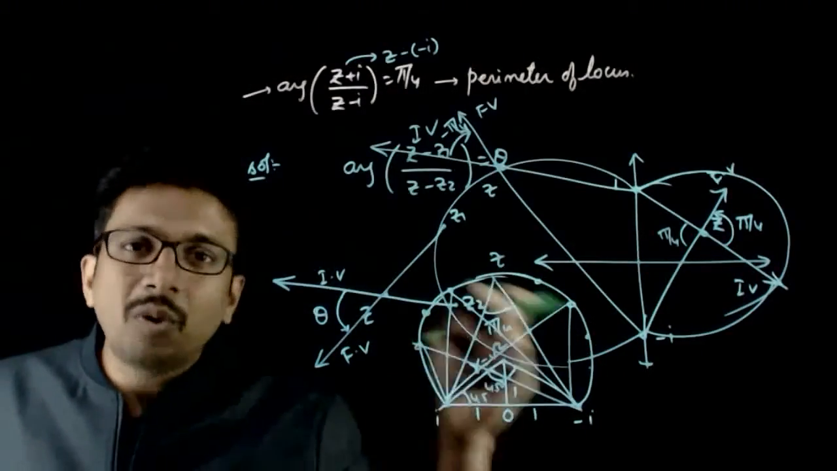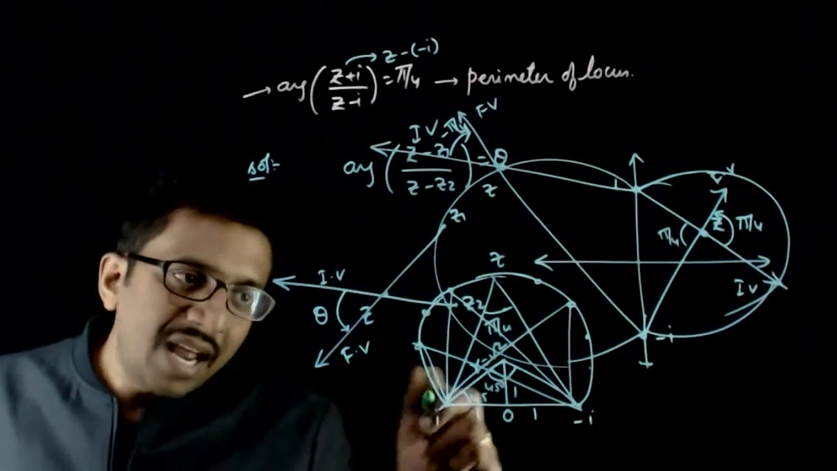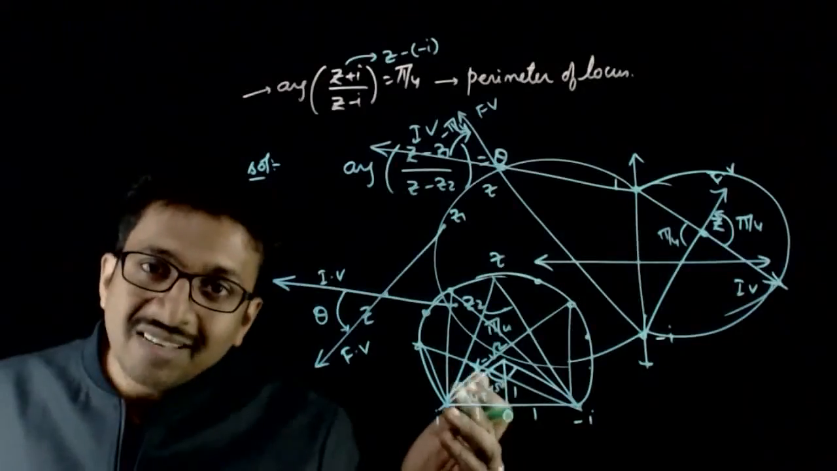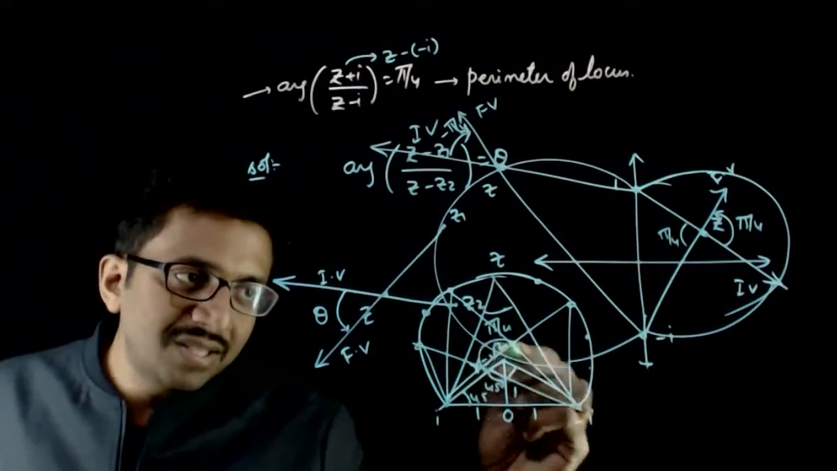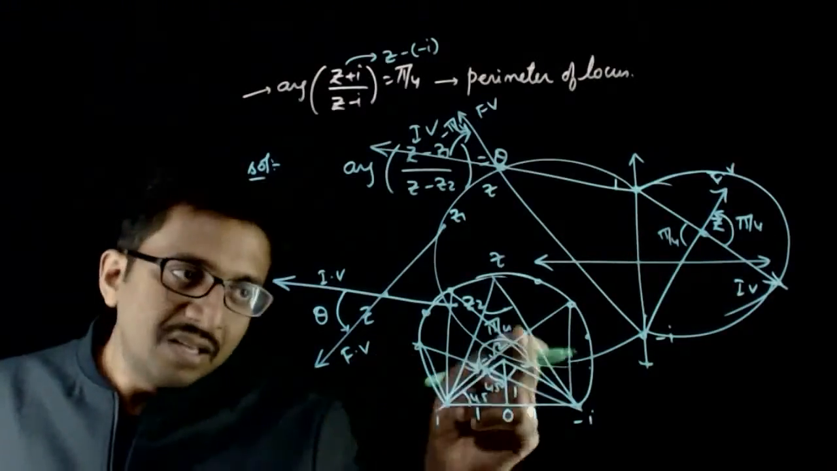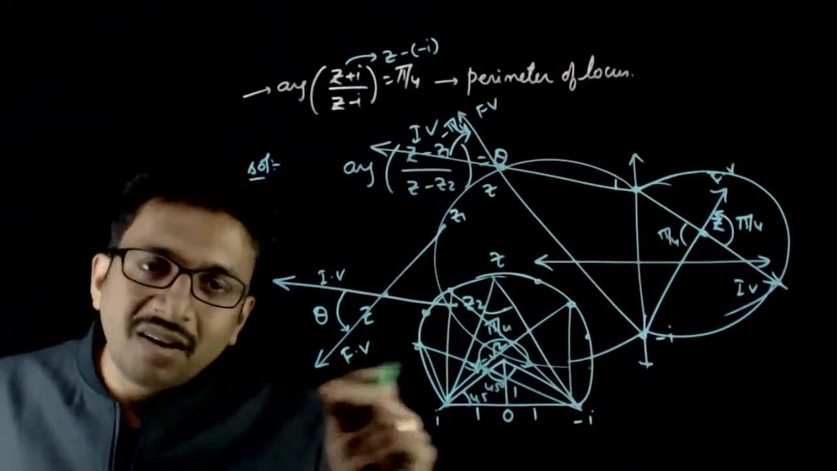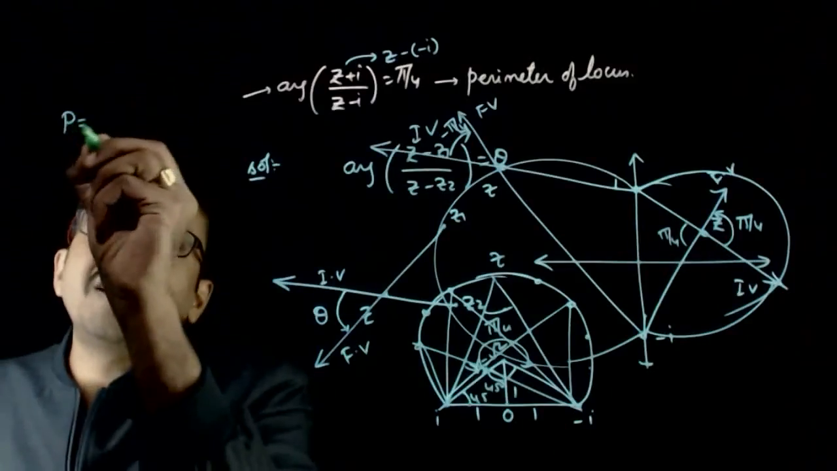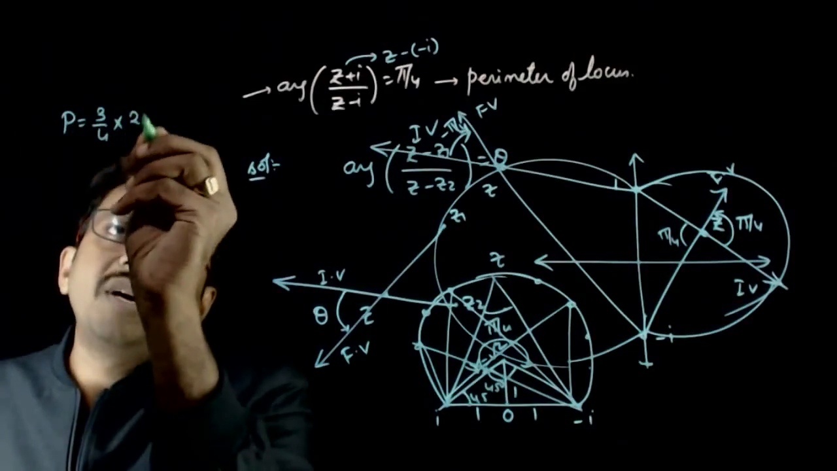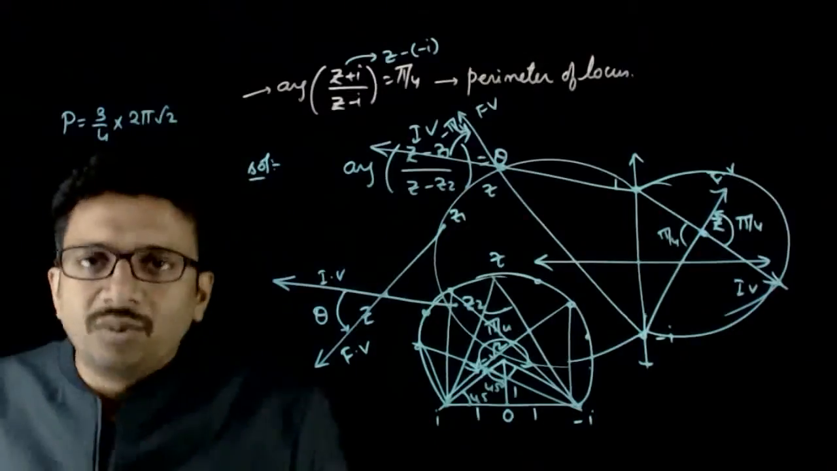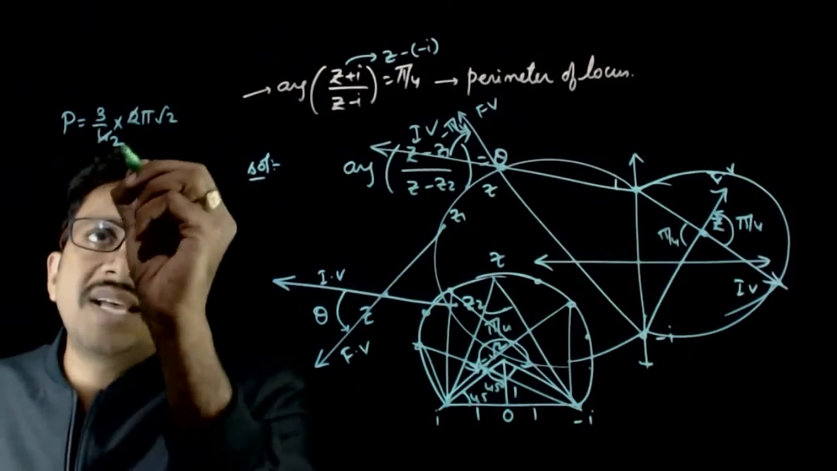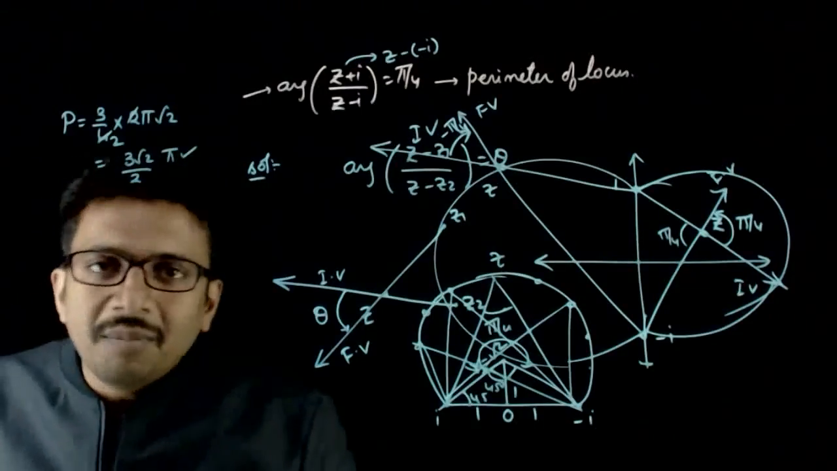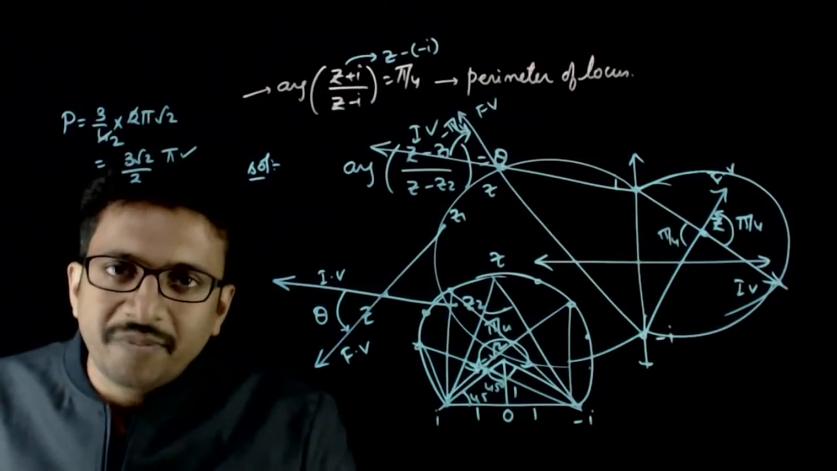The perimeter of the total circle is 2 pi r. And how much part of the circle is the sector? Can you see that this is 3/4 part, because this is 90 degrees, so this angle is equal to 270. If 360 degrees represents the complete circle, 270 degrees represents 3/4 of the circle. So the perimeter is 3/4 of 2 pi into r, where r is root 2. So this 2 gets cancelled, and 3 root 2 by 2 pi is the perimeter of the required locus. Thank you.